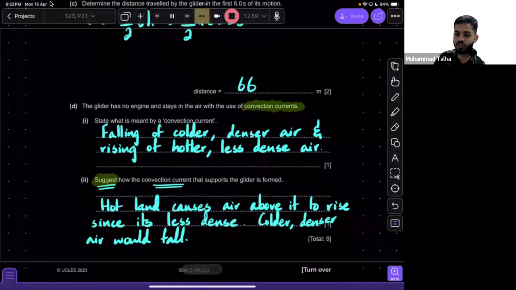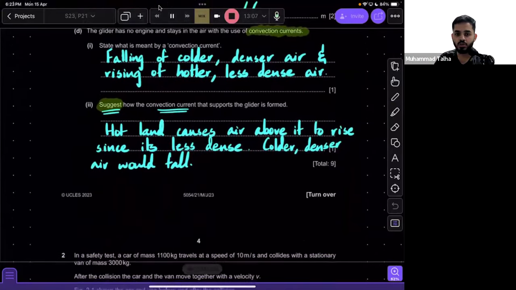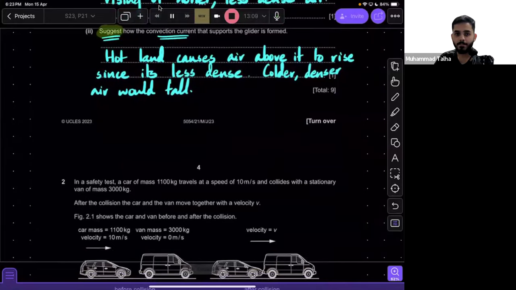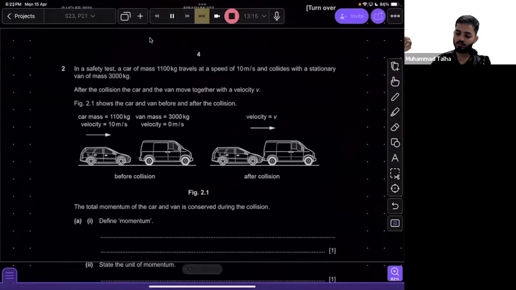So that ends question number 1. Any questions so far till this point? I guess the last part was the only one which was slightly tricky. All right. So the next one.